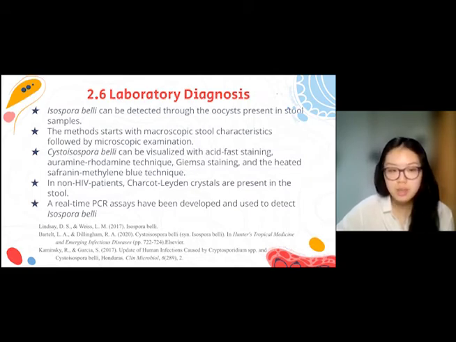Their oocysts can be distinguished with saline wet mount and visualized after modified acid-fast staining. This is possible because of their large elliptical size. They also stain positive using the auramine-rhodamine technique, Giemsa staining, lactophenol cotton blue staining, and the heated safranin methylene blue technique. In non-HIV infected individuals, peripheral eosinophilia is present, as well as Charcot-Leyden crystals in the stool. Fecal leukocytes are usually not seen. When a fluorescent microscope is used to examine stool smears after auramine-rhodamine staining, sporonts fluoresce green. Real-time polymerase chain reaction or PCR assays have been developed and used to detect I. belli in research labs. Thank you.